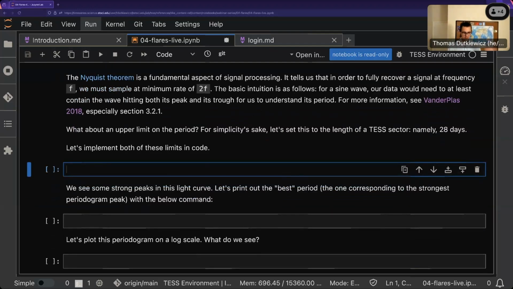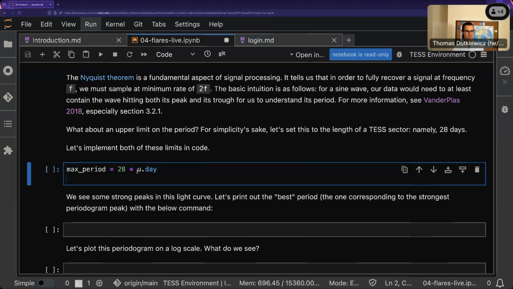Okay, spiel aside, let's actually set these limits now. What we'll do is we'll say that our maximum period is 28. This is a cool Astropy units thing. If you do times u dot day, it will just handle that. It will just take care of it for you, and I really do love that. The other thing we'll do is say minimum period.